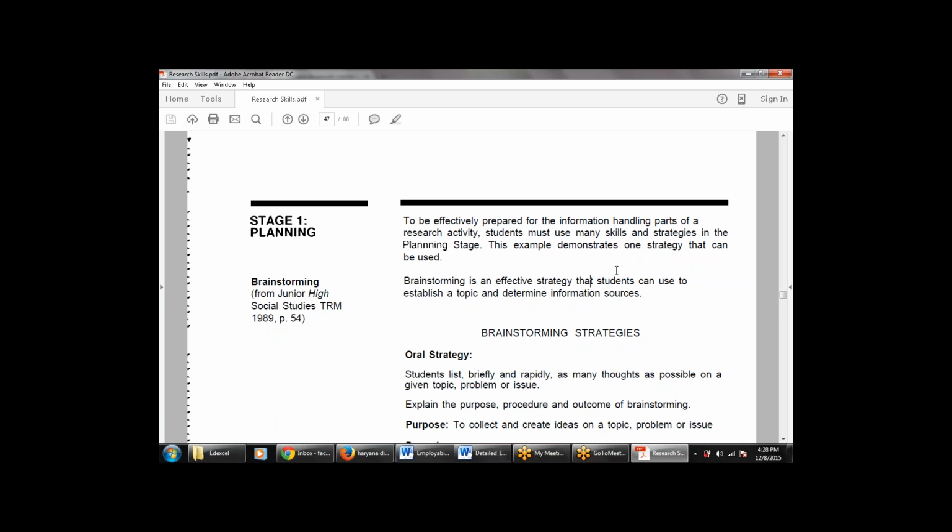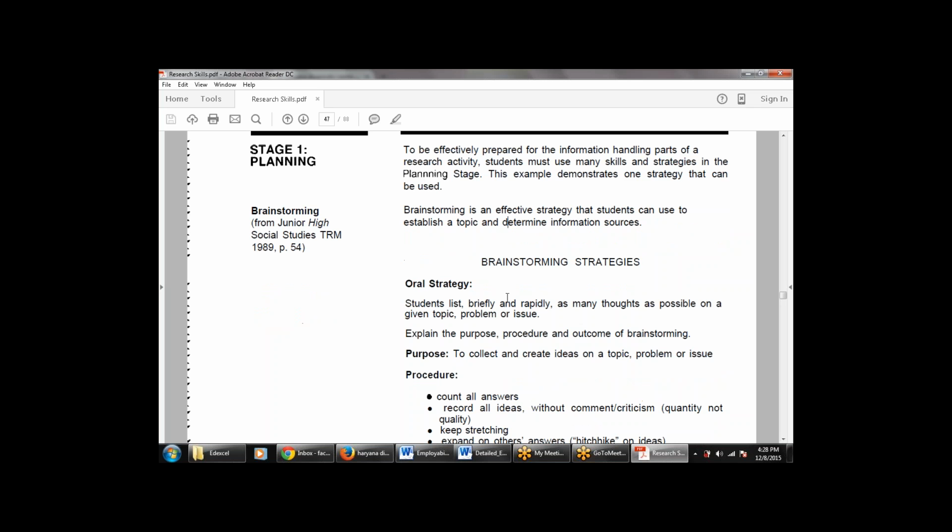So it's an effective strategy that a student can use to establish a topic or to determine information sources. Whatever information source is established by the brainstorming. Then we discussed the brainstorming strategies, that is, the various strategies used with brainstorming. The first is the oral strategy.